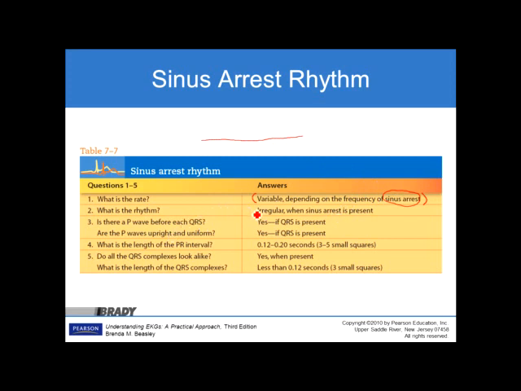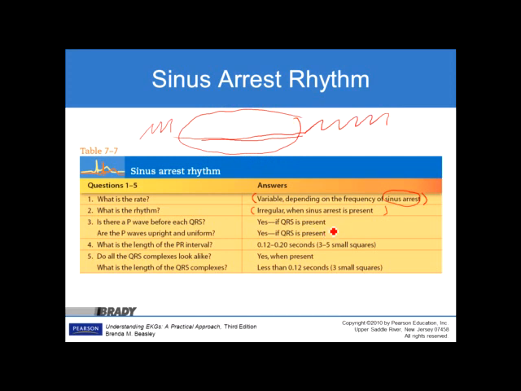Step 2 on this will kind of coincide with our first answer. It's irregular whenever the sinus arrest is present. So we have things that are nice and regular before here. The sinus arrest occurs, and we have things that occur that are regular after it, but during this arrest part, there is no activity.